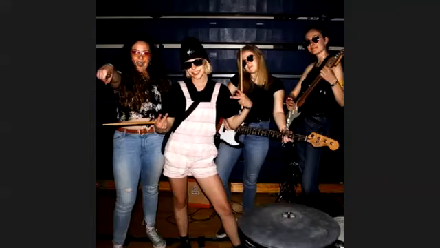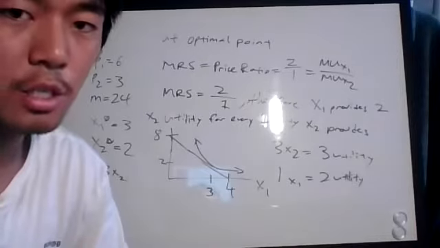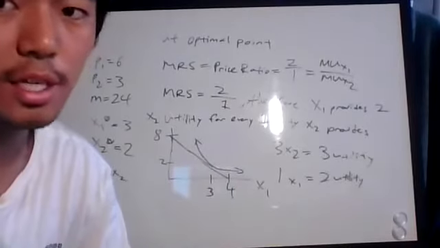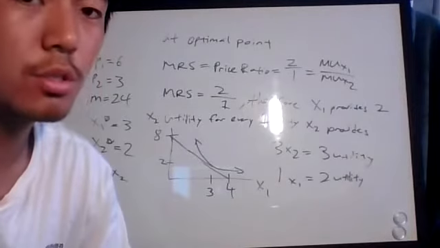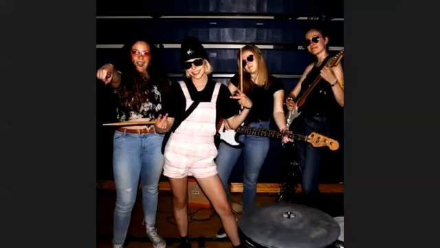Okay. I have a question. Yeah, what's up? If the MRS is 2, could you say that you would trade 2x2 for 1x1? Yeah, exactly. You would do it for like 6 and 3, basically any ratio that's 1 to 2. Okay, thank you. Yeah, that's a good question.